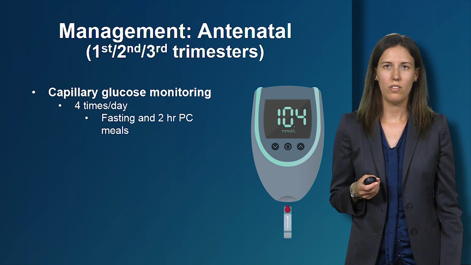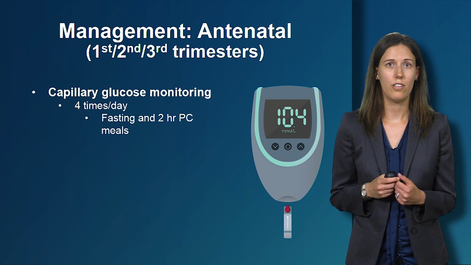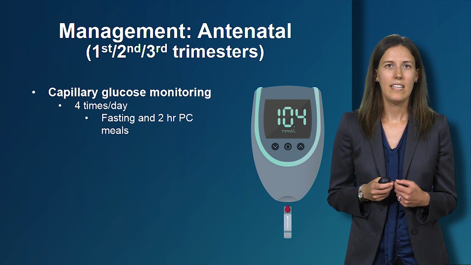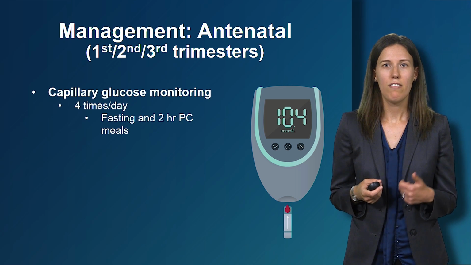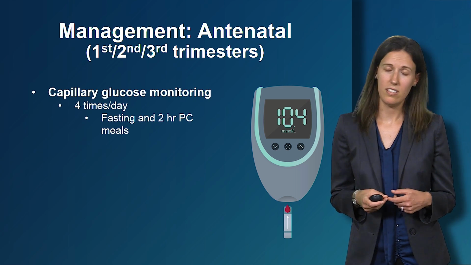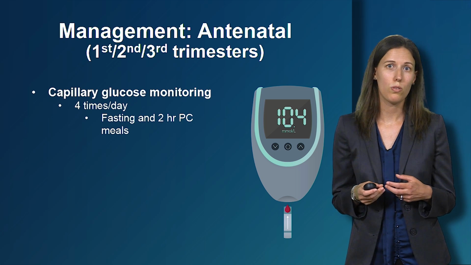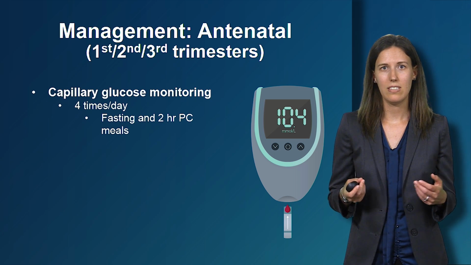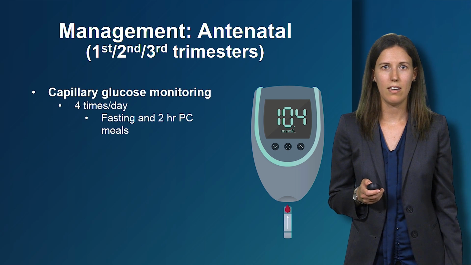First step of the management of gestational diabetes is to monitor capillary blood glucoses. These should be monitored 4 times a day, fasting as well as after meals. This can either be done 1 hour after meals or 2 hours after meals. At our center, by convention, it's done 2 hours after meals.